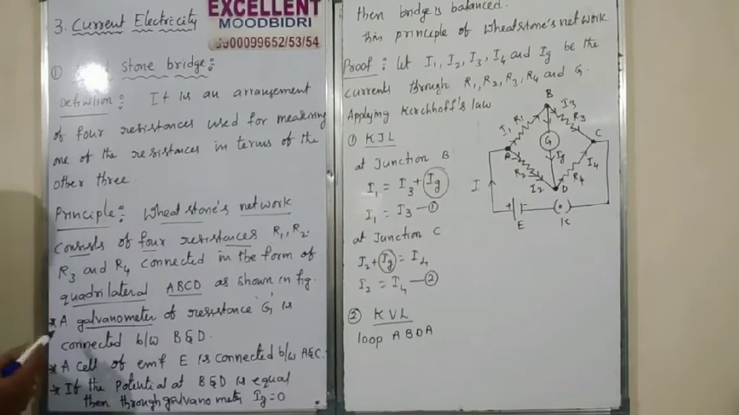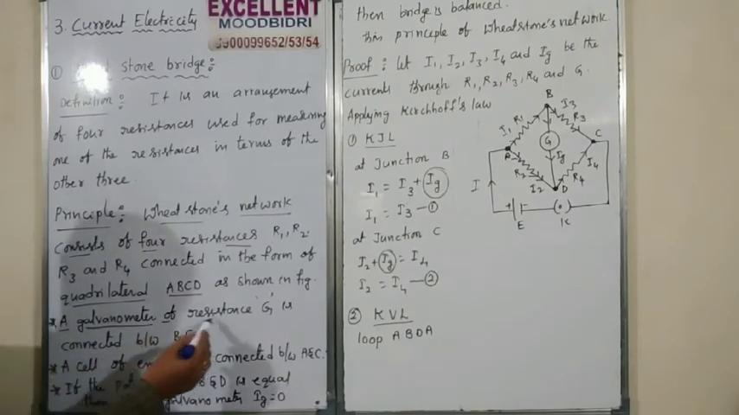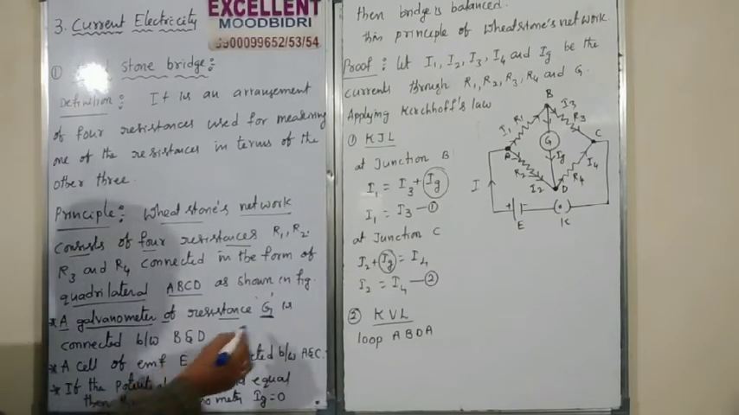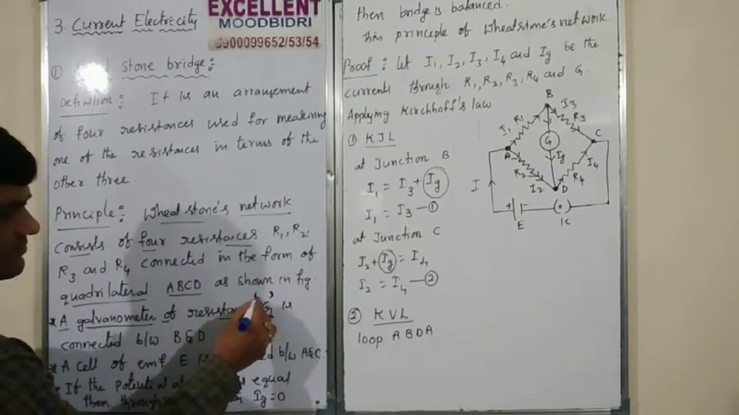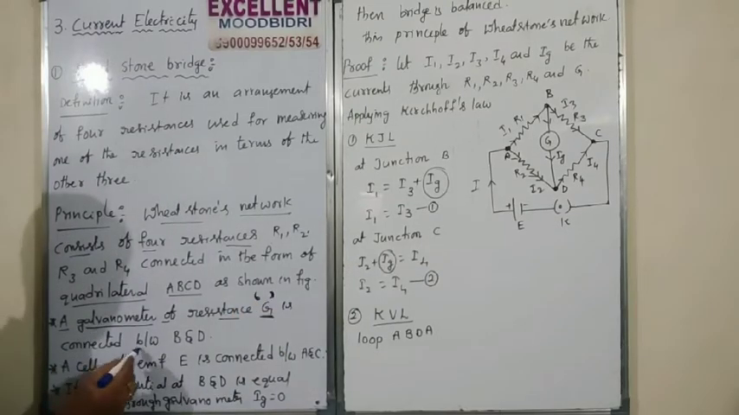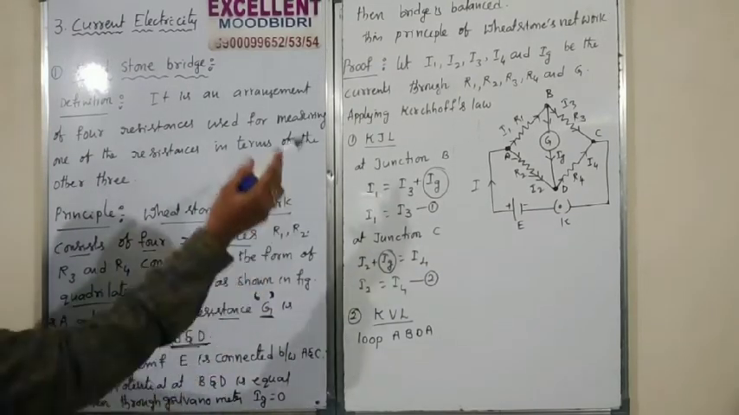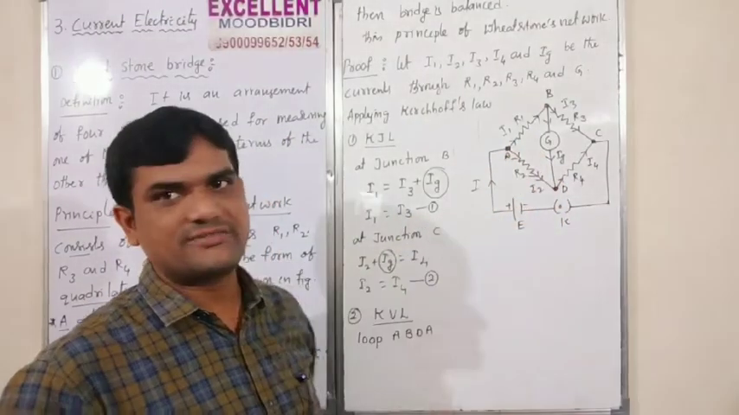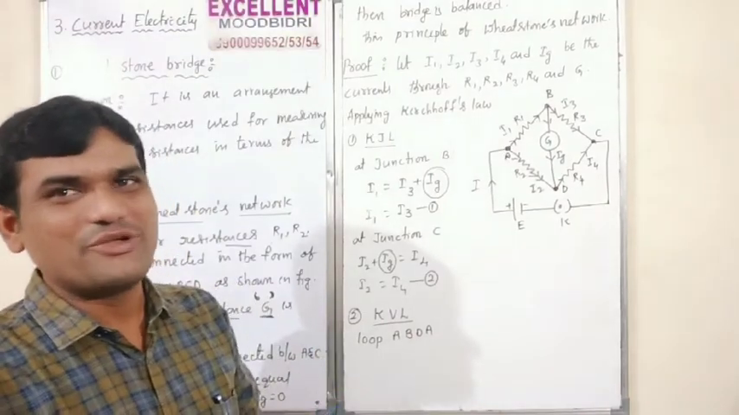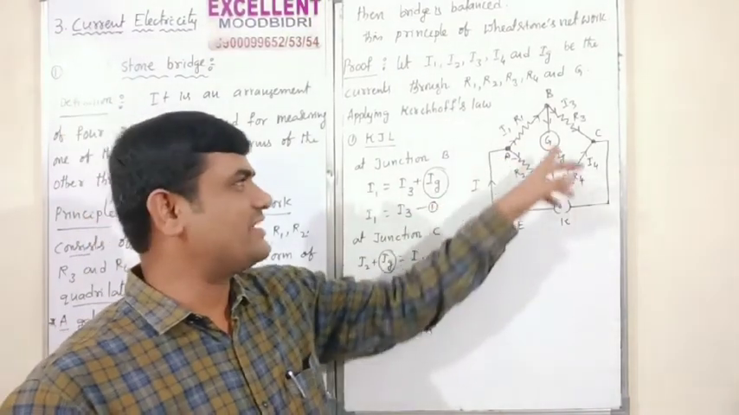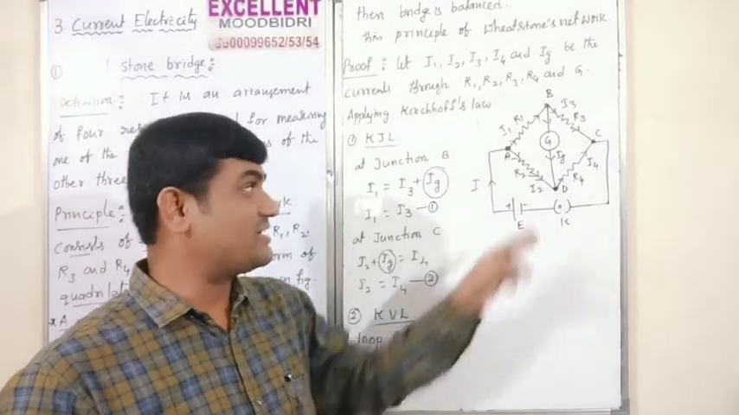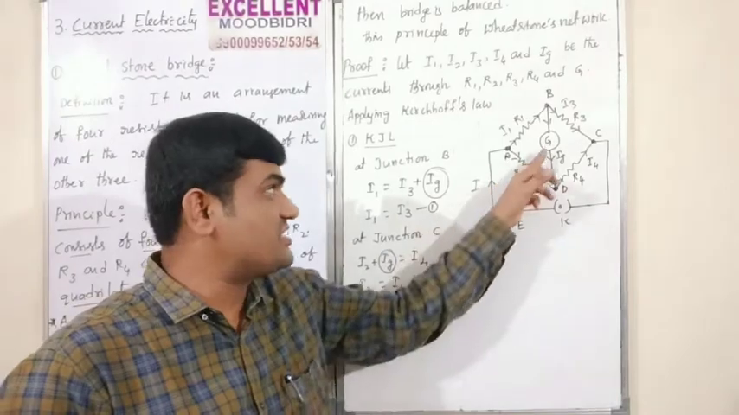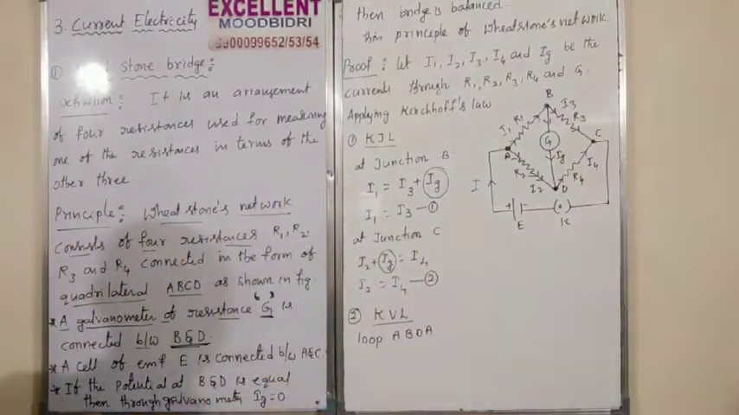A galvanometer of resistance G is connected between B and D. The galvanometer also has some resistance, which we represent as G. In the previous problem I took only resistors, but here I took a galvanometer, and its resistance is G.